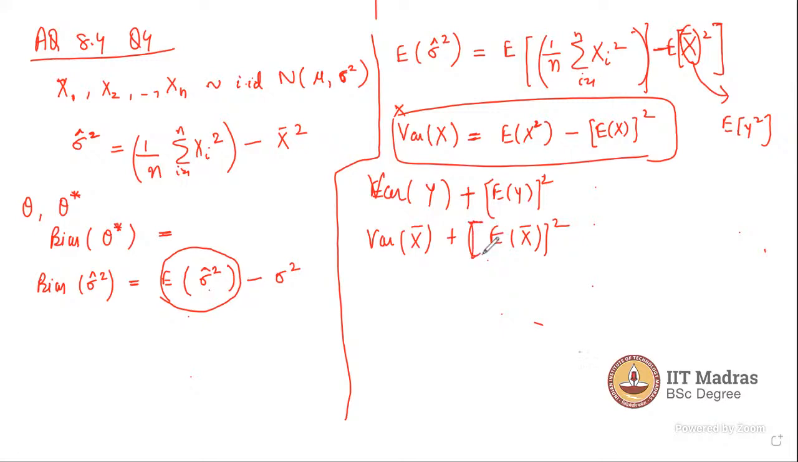If we have n IID samples, and this x has the distribution with mean mu and variance sigma square, then what is the expectation of x bar? Mu.